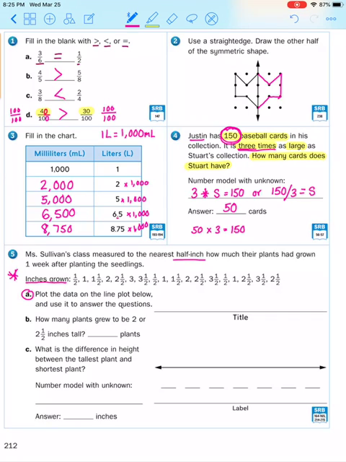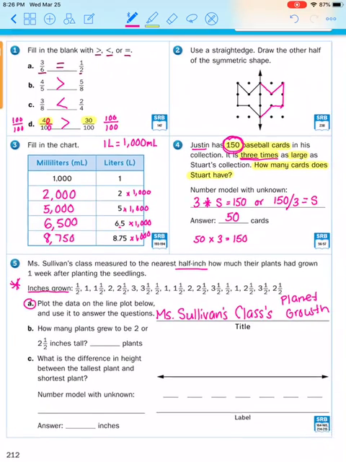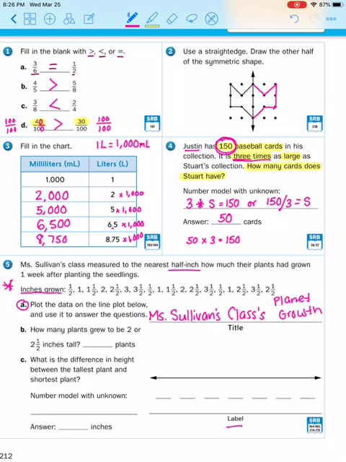So I'm going to say Mrs. Sullivan's classes plant growth. I don't want it to interfere with if I have to put some X's over there. That's my title. The label at the bottom, which I don't want you guys to forget because this is really important, this shows inches of growth.